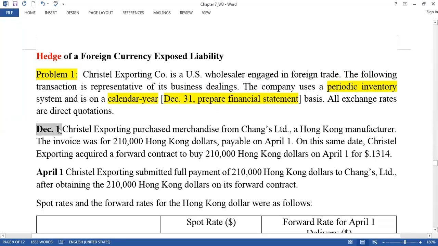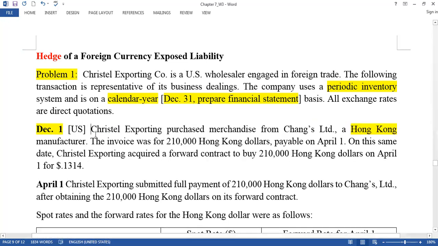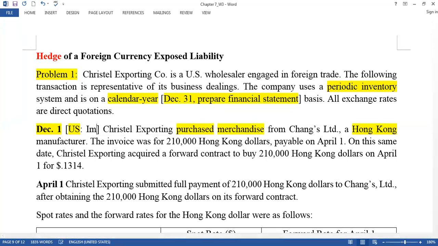Look at the transaction date. This is the transaction date. So Crystal Exporting purchases merchandise from Hong Kong. So US company, here US and Hong Kong. And you are now the exporter? US company is the exporter, right? No, sorry, Exporting is the company's name. Purchased. That means the US company is going to purchase merchandise. That means at this moment, your company is the importer, right?